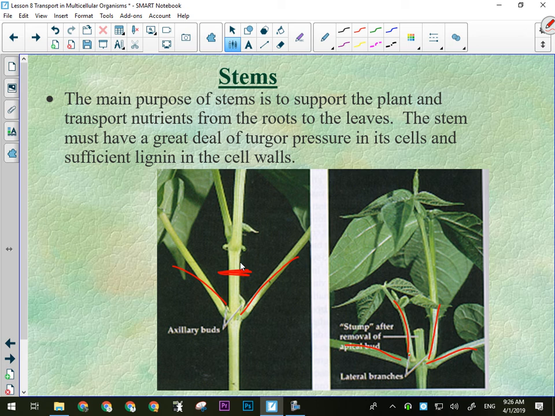All right, so stems will do that as well. They will be the location of new growth as well as the support for all the foliage. So they've got to have lots of lignin in their cell walls. They've got to have lots of turgor pressure in the cells because their job is support. All right, everybody good with that?